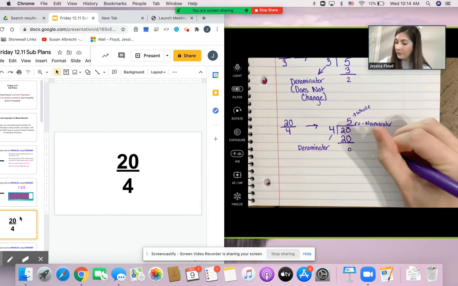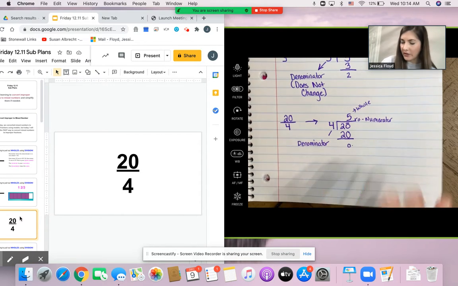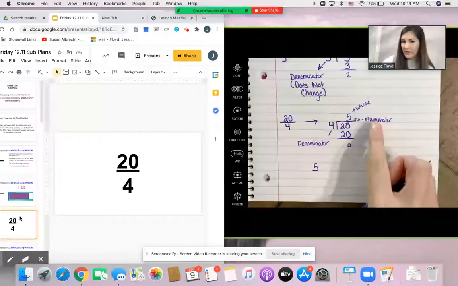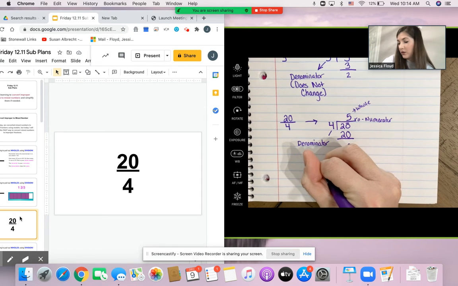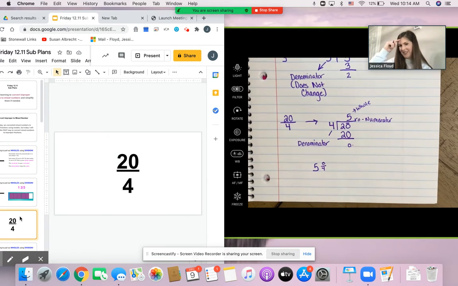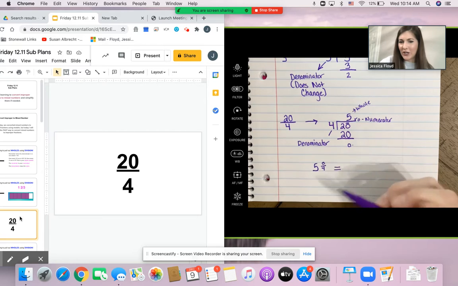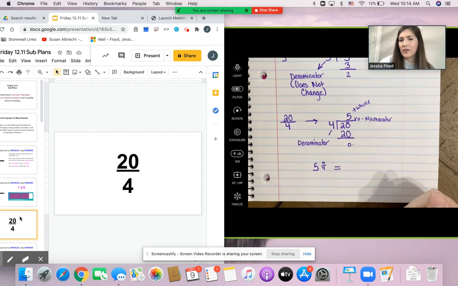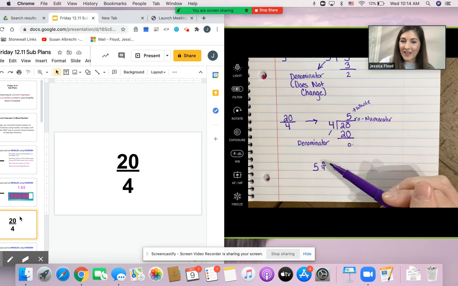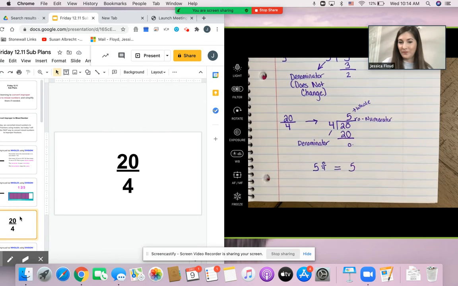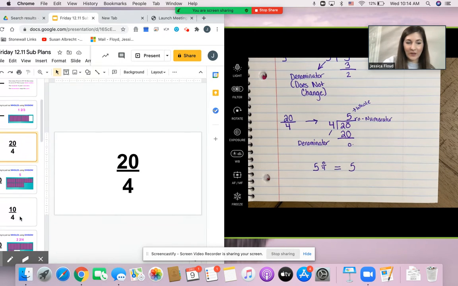5 will be my whole. I'm going to do it below because I don't have a lot of room. 5 will be my whole, and I have 0 over 4. But let's look at this. Do I really need that fraction because I have 0 fourths? Well, when you have 0 as the numerator, it's just the whole. 5 and 0 fourths is the same thing as 5. Let's look at another one.